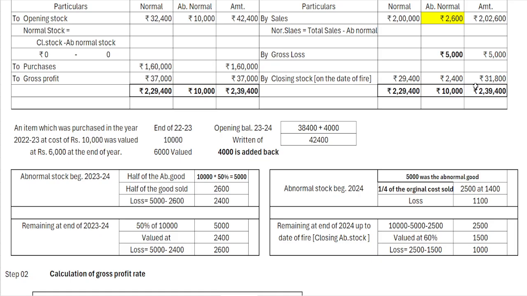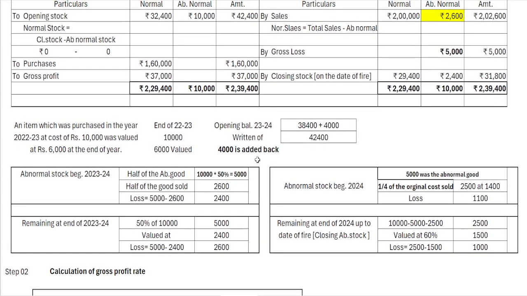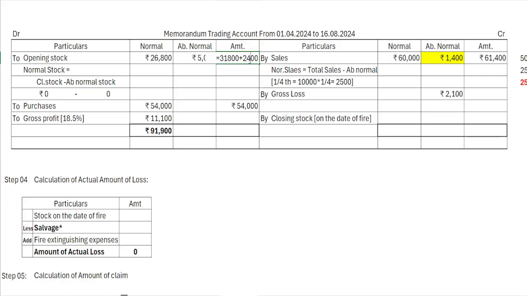Here, the other one is 31,800, when we considered the remaining abnormal stock as 2,400, but the remaining abnormal stock was valued at 5,000. Then the balance, which is written off, should be added back to the opening balance for the next year, which is 31,800 plus 2,400. Is that correct? No, no. It is 2,600, because 5,000 is the remaining value of goods, but we are valuing it at 2,400. Then how much we have written off is 2,600. Let's add it back.